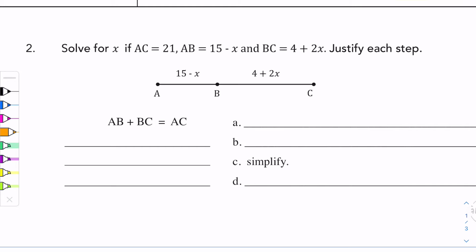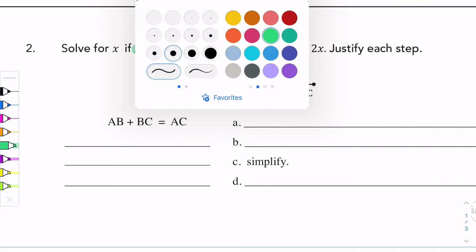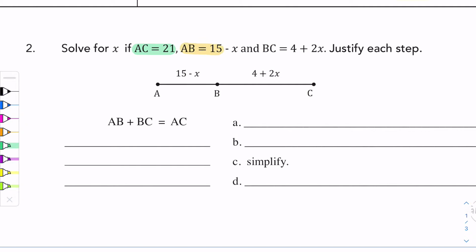Here we have a line segment AC. We are told that AC is equal to 21. We're told that AB is equal to 15 minus x, which is this segment here. And we're told that BC is equal to 4 plus 2x, which is this segment here.